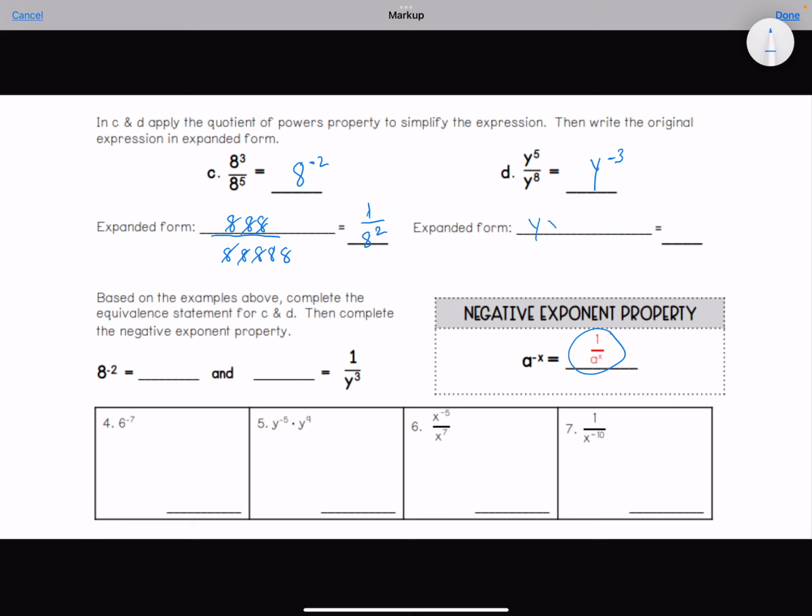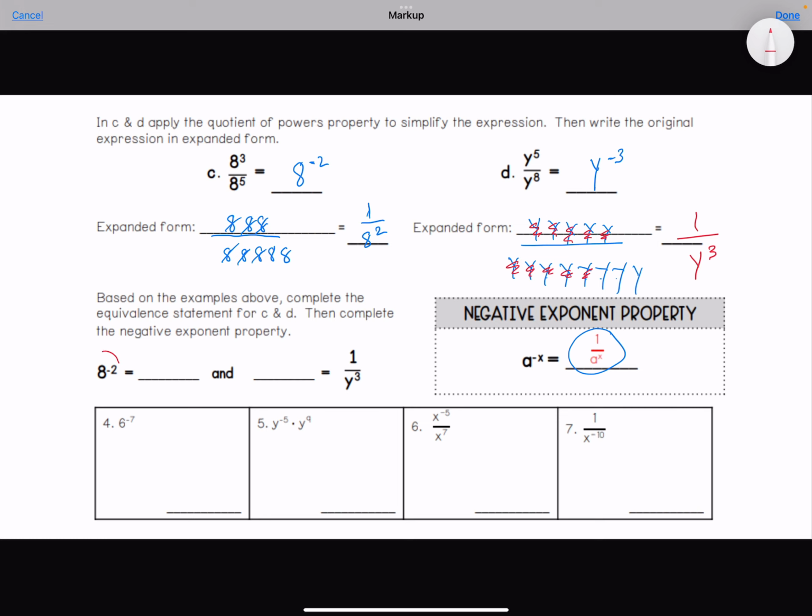So I have 5 y's on top over 8 y's. 3, 4, 5, 6, 7, 8. We're going to get rid of top to bottom. So I'm left with 1 over y to the 3rd. This is how you avoid negative exponents. You drop it to the bottom. You put a 1 over it.